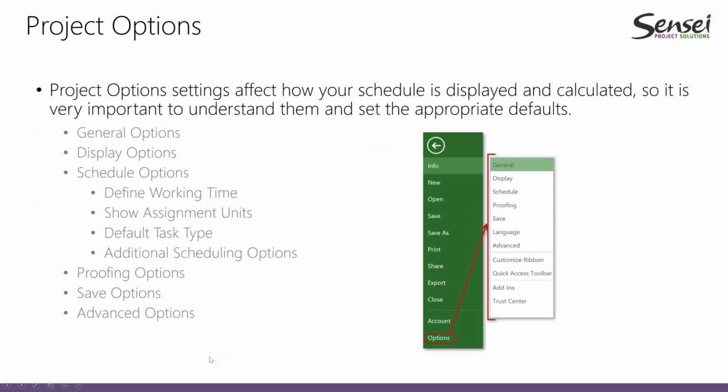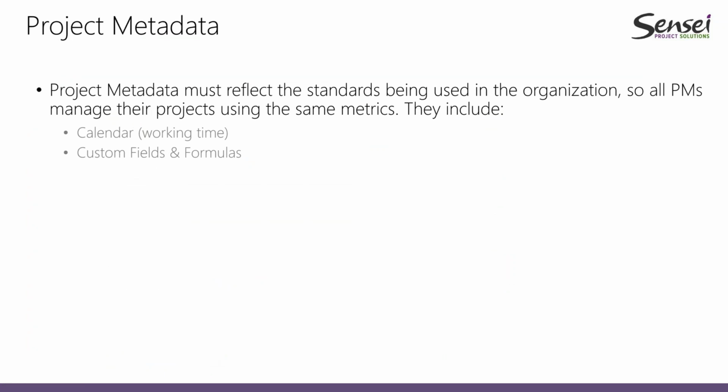Moving forward, the second thing that we should be paying attention to and configuring is the project metadata. Project metadata must reflect the standards that we use in our organization, and it does include the working time or the calendar, right? The dates of exception that we have in our organization because of the holidays we have throughout the year, and also the custom fields and formulas that we will be using.